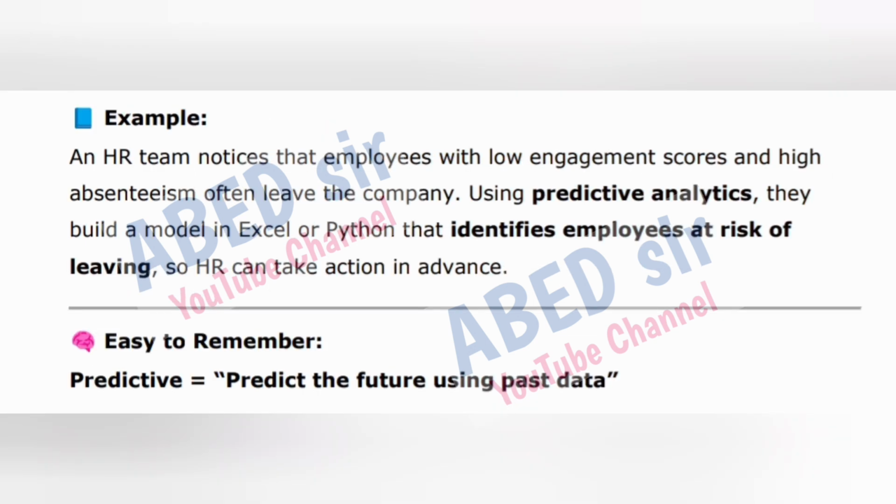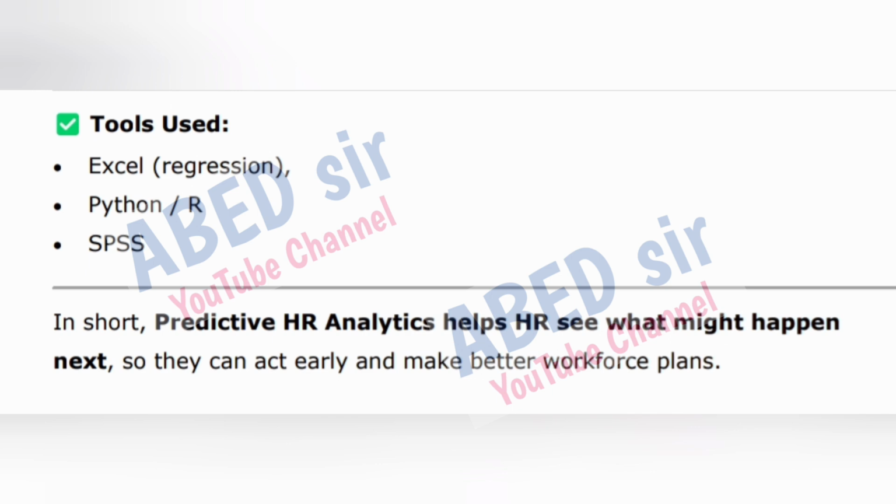Example: an HR team notices that employees with low engagement scores and high absenteeism often leave the company. Using predictive analytics, they build a model in Excel or Python that identifies employees at risk of leaving, so HR can take action in advance. Easy to remember: Predictive = predict the future using past data. Tools used: Excel, Regression, Python, R, SPSS.